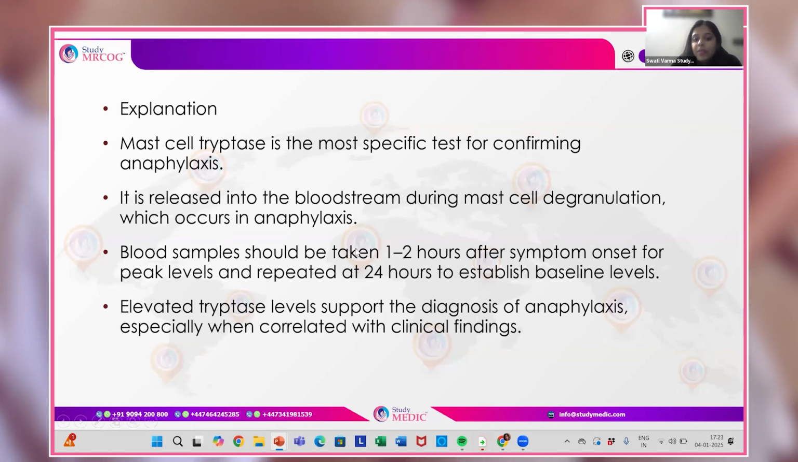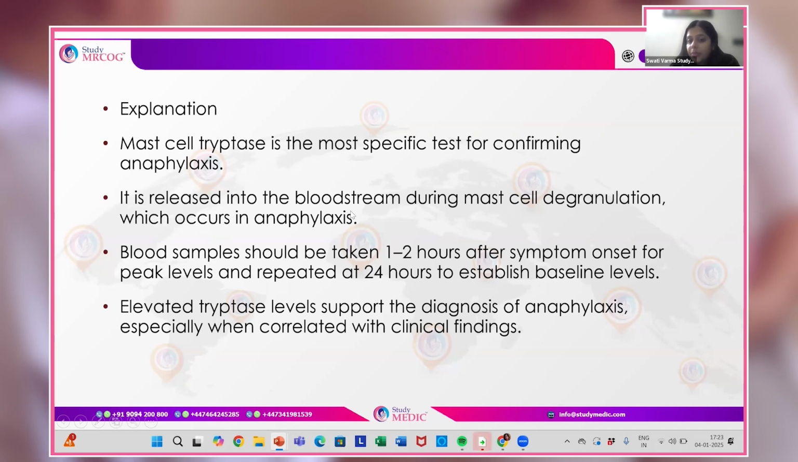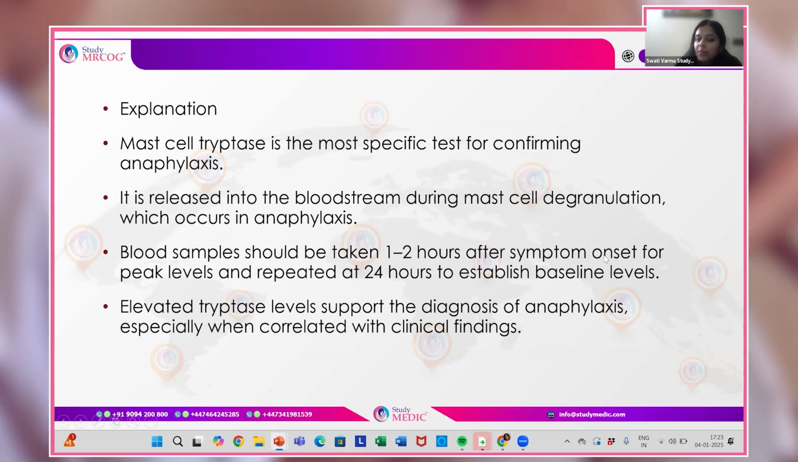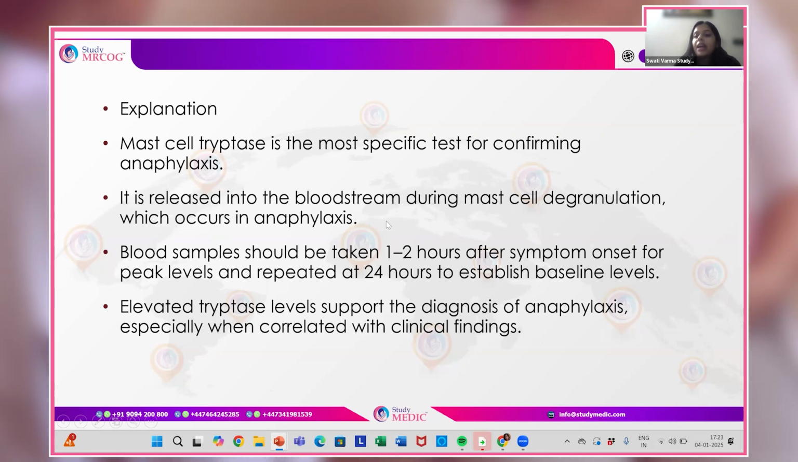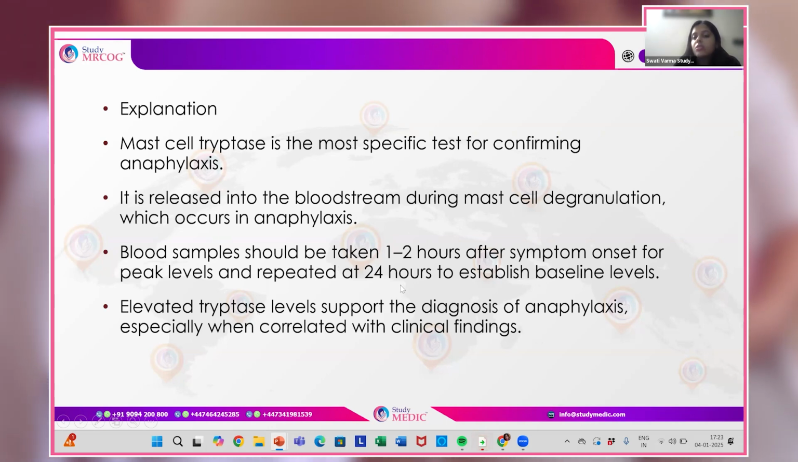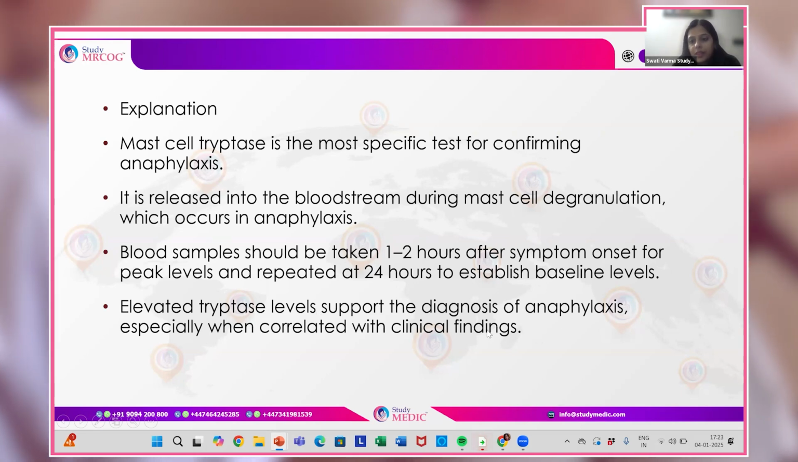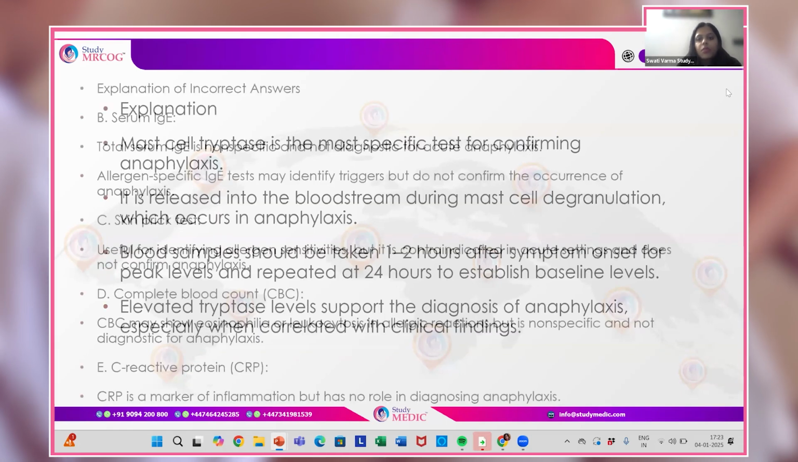Now, tryptase is something which is released into the bloodstream during mast cell degranulation, which occurs in anaphylaxis. So, you take a blood sample at 1 to 2 hours first after symptom onset for the peak levels, and then we repeat at 24 hours to establish the baseline levels. Elevated tryptase levels will support the diagnosis of anaphylaxis, especially when correlated with clinical findings.